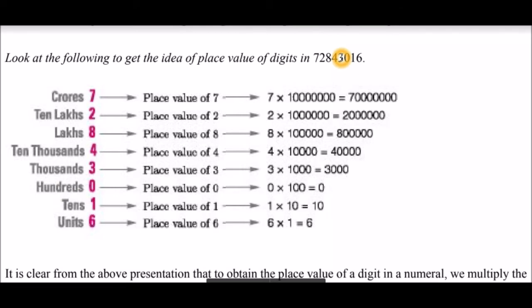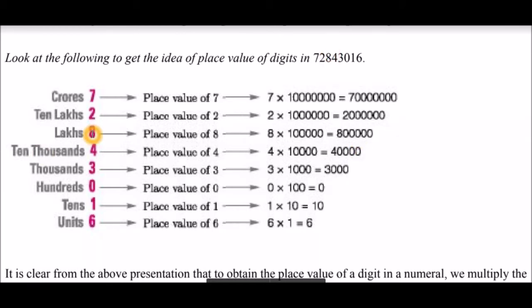The place value of 3 is in the thousands place. So the place value of 3 is 3 into 1000, that is 3000. The next one is 4. 4 is in the 10,000s place. So the place value of 4 is equal to 4 into 10,000, that is 40,000. Now coming to 8.